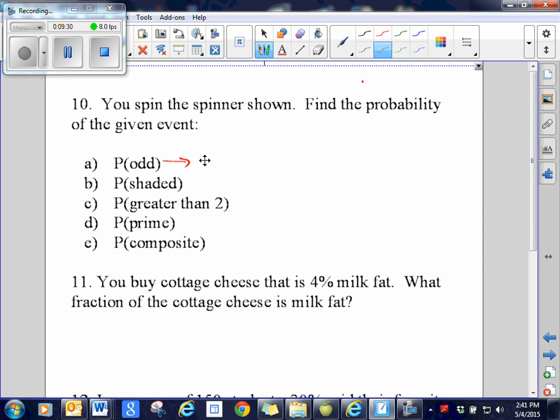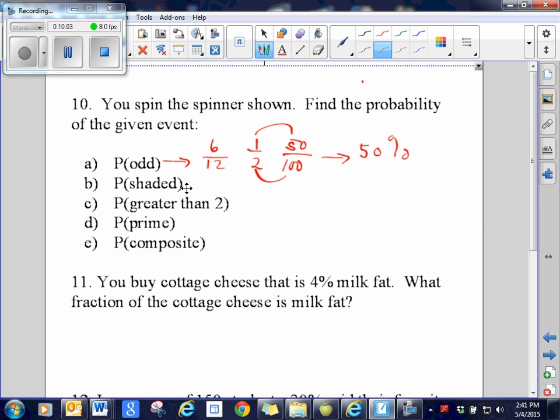We've got 12 total things, 12 total outcomes. How many of those are odd? 1, 3, 5, 7, 9, 11. That's 6. 6 out of 12, which is 1/2. And if we write it as a probability, a percent, we need a denominator of 100. To get from 2 to 100, you multiply times 50. 1 times 50 is 50. Last step, drop the 100 and add the percent sign.